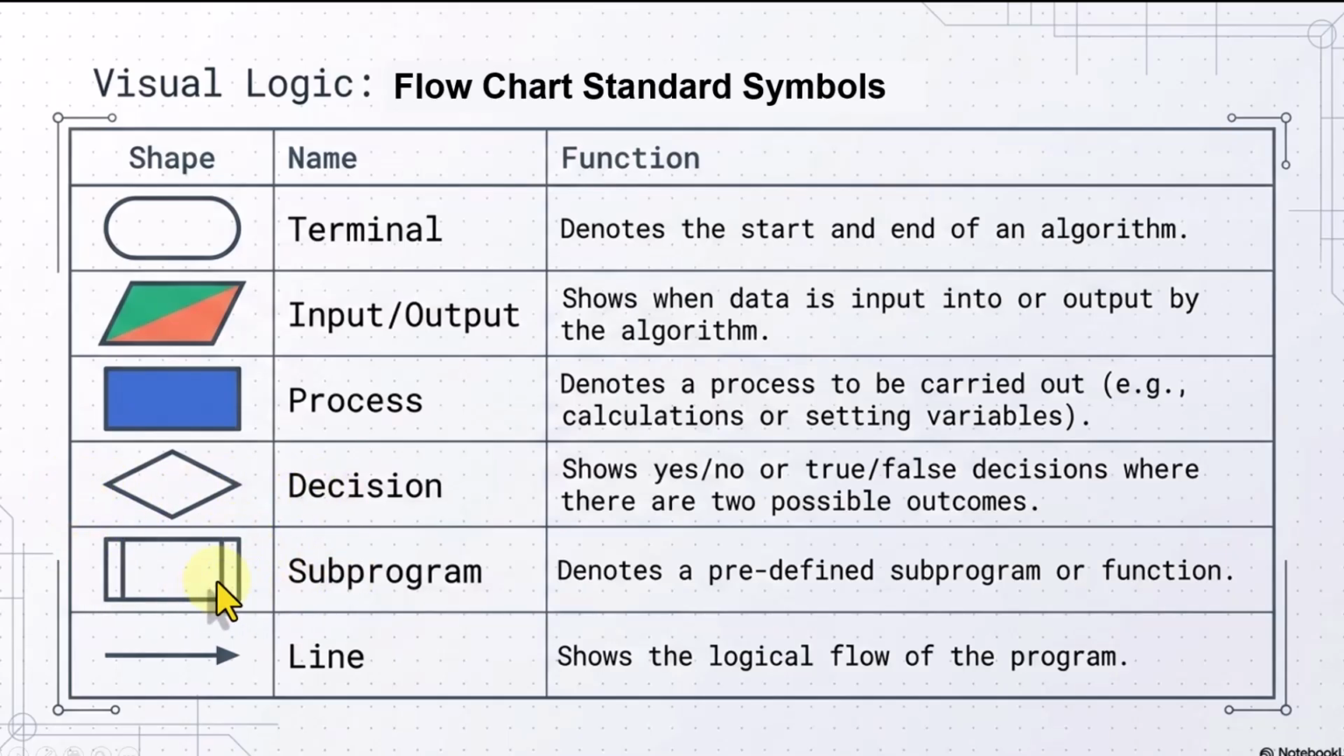Then we use a rectangle with two lines at both sides for subprograms. It denotes a predefined subprogram or function. And the arrow is simply used for showing the flow or direction of execution, so that shows the logical flow of the program. So they are some standard shapes used in flowcharts.